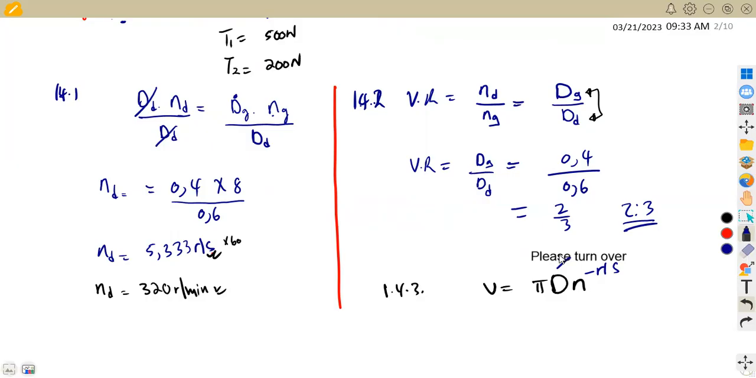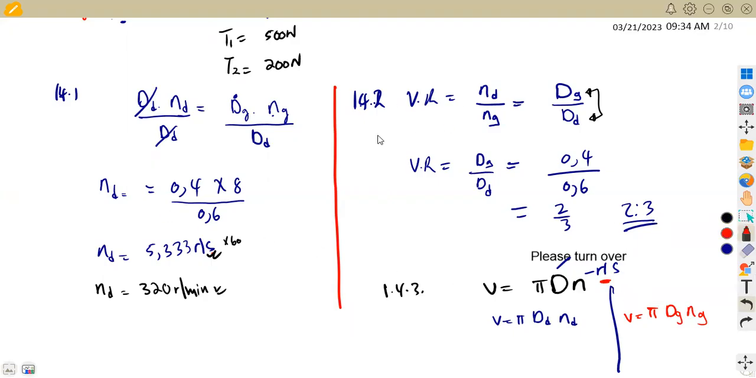Like I said, it's going to depend on the information that you have. If you are working with the driver, that means your v is going to be pi d for the driver, times n for the driver. If you are working with the driven, then your v is going to be pi times d for the driven, times n, whatever you're given, but make sure that your n is in revs per second.